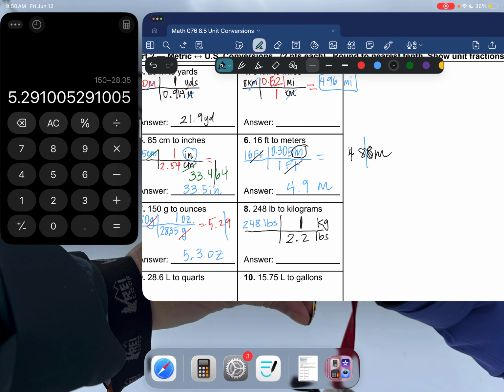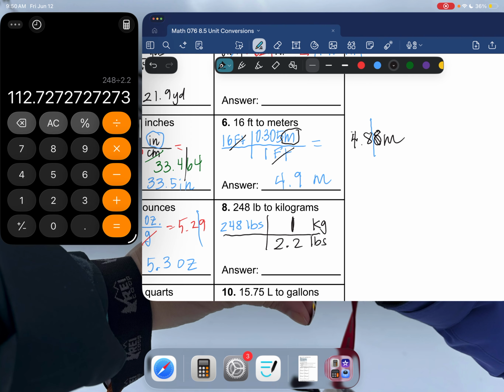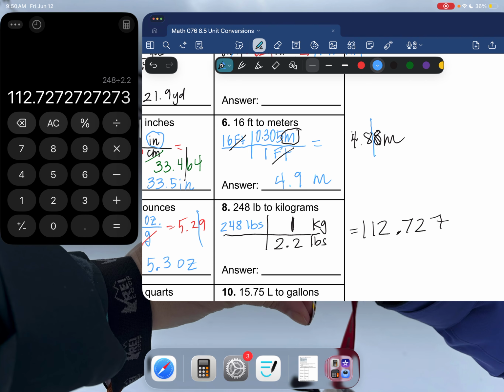So 248 divided by 2.2 equals 112.727. And again, we're rounding to the nearest tenth. Am I rounding up or am I rounding down? I am rounding down. 112.7. And my units, let's check it out. Pounds canceled, pounds in the numerator and denominator. I'm left with kgs, which is great because that was what it told me to do.